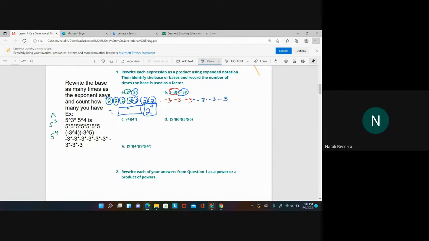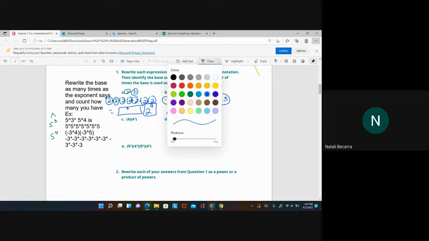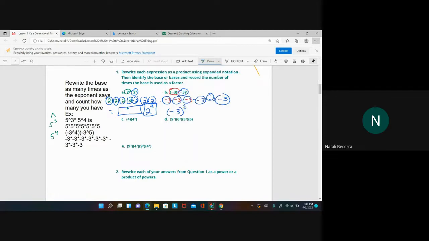So my base was -3, and we're going to put this in parentheses. How many did I have? 1, 2, 3, 4, 5, 6. I hope you're starting to see a pattern here. If not, that's okay. I'll reveal the secret at the end, okay?